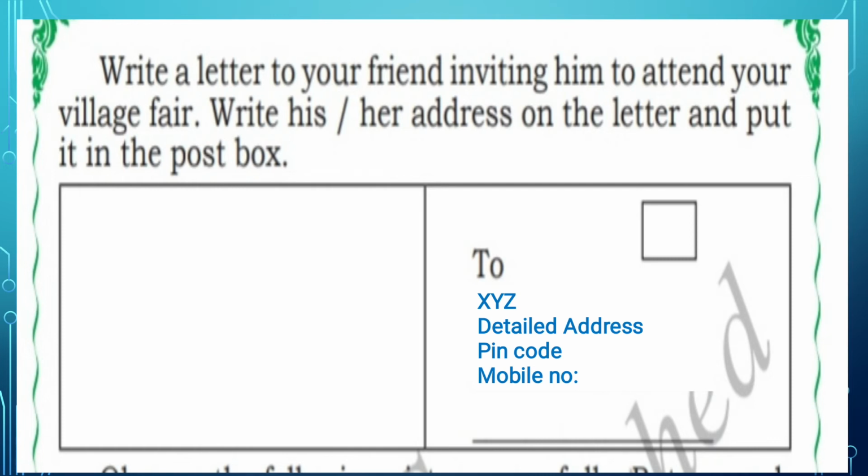In the To address, I have written XYZ. There you have to write your friend's name. Then the detailed address. You have to write your friend's detailed address, for example the home name or home number, and the area. Like if you are staying in Gulbarga, you have to write in which area you are staying.